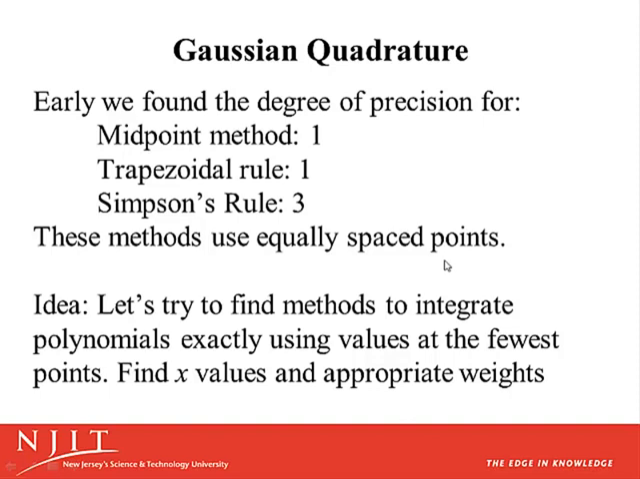Now we could ask, what if we don't restrict ourselves to methods that use equispaced points along the x-axis? Let's try to find methods to integrate polynomials exactly using the y values of the function at the fewest number of points. That is, if we let the x values vary and give them appropriate weights, then we can get a method that uses fewer points.